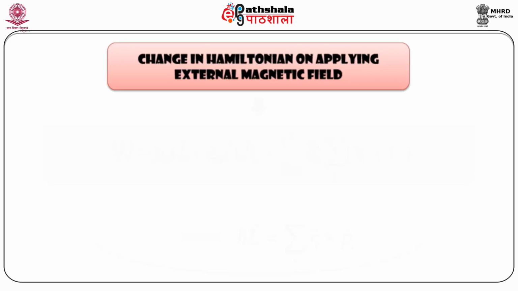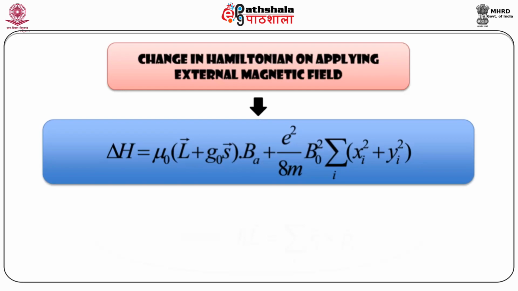Now what we will study in this slide is the change in the Hamiltonian on applying the external magnetic field. When you apply a magnetic field, compared to the absence of a magnetic field, you see a change in the Hamiltonian, which is delta H. And this delta H, shown in this equation, is equal to mu B in brackets (L plus g naught S) multiplied by Ba plus e square divided by 8m Ba square summation over xi square plus yi square.